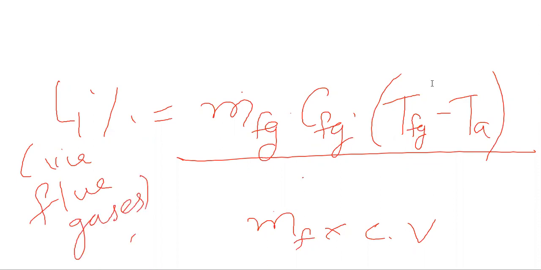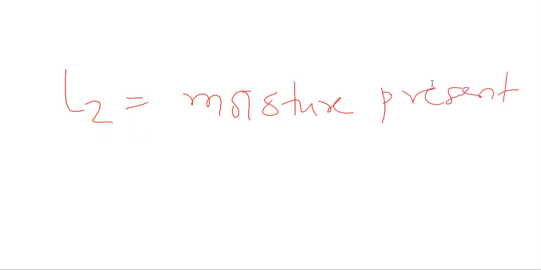Now, there are other components also. Suppose this is L1 dash. Similarly, there would be heat losses. Let us say L2, and let us say that it is because of some moisture present in the fuel, and that moisture would be evaporating.